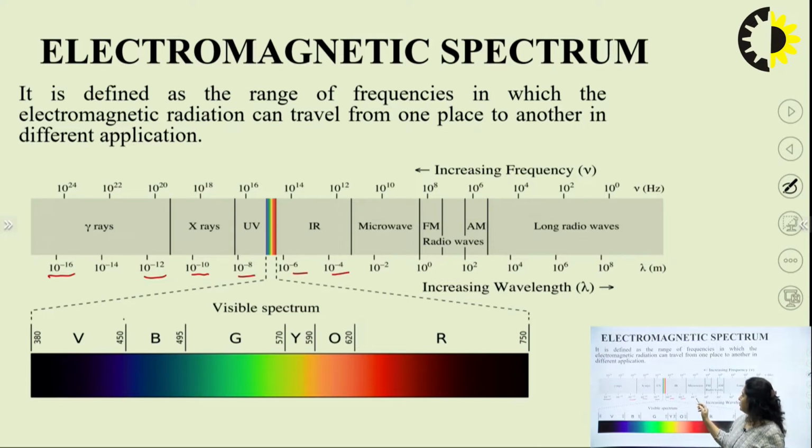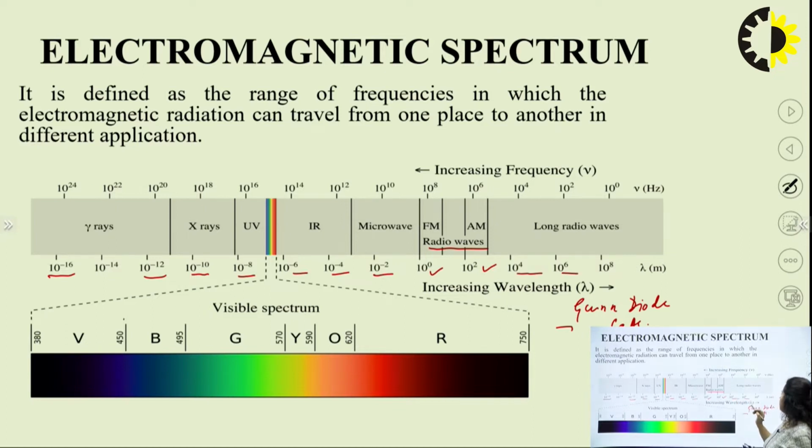The microwave range, as we have already discussed with the Gunn diode, which is made of gallium arsenide, is in the range of 10 to the power minus 2, and has microwave applications. The FM range is 10 to the power 0, then the AM range; FM and AM are basically radio waves, from 10 to the power 0 to 10 to the power 2. After that come the long radio waves, from 10 to the power 4 to 10 to the power 8 micrometer.